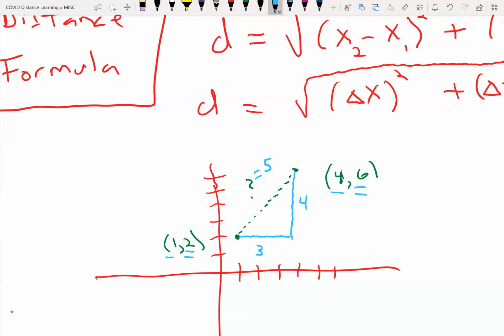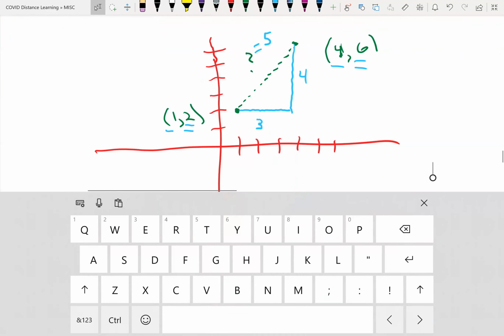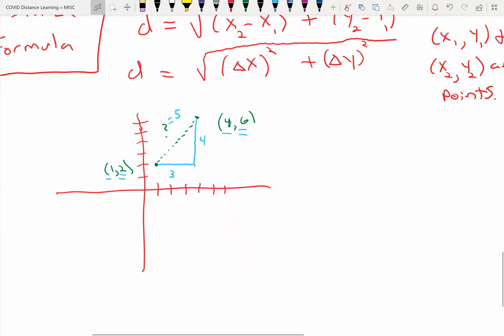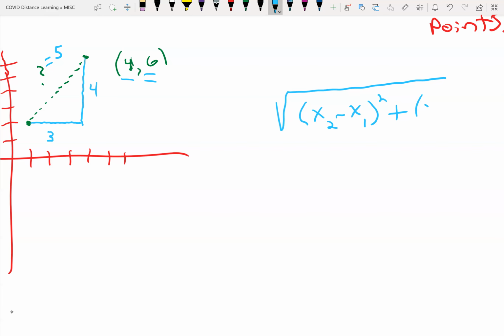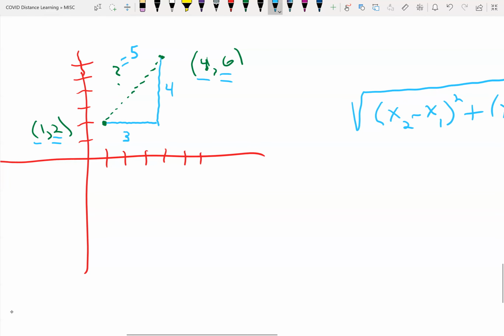Okay? But I'm going to show now using this formula. Here comes the formula. The formula says the square root of x2 minus x1 quantity squared plus y2 minus y1 quantity squared. This just means subtract my x's. That means subtract my y's. It doesn't matter which one you call first and second. I'm going to call this point my second point, and I'm going to call this point my first point.